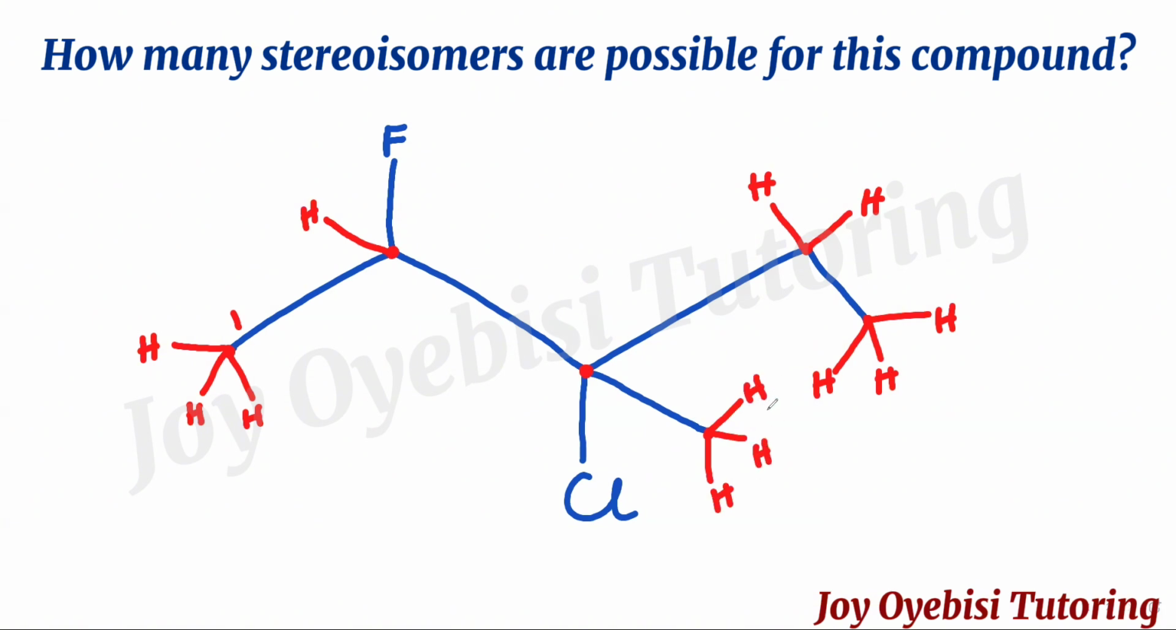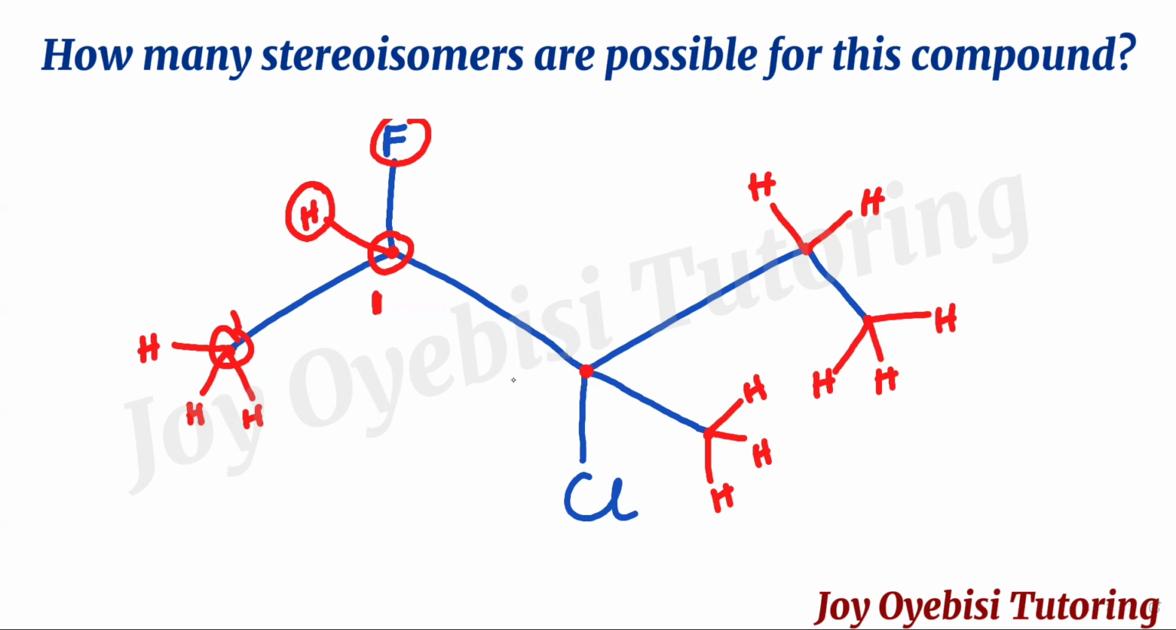We can go ahead and locate which of these carbons have 4 different groups attached. That's what makes it a chiral center. So this carbon right here has 1, 2, 3, and then 4 groups attached to it. So this makes this a chiral center. So we have 1 chiral center at the moment.